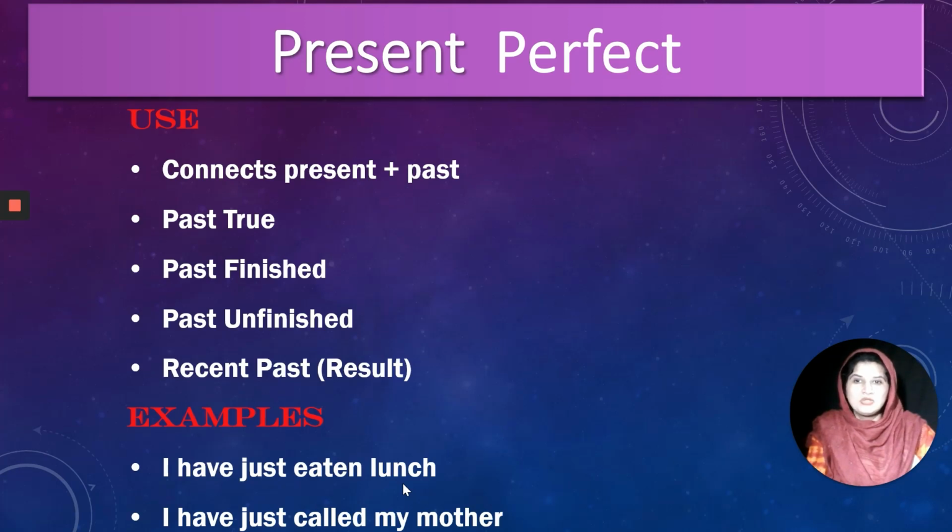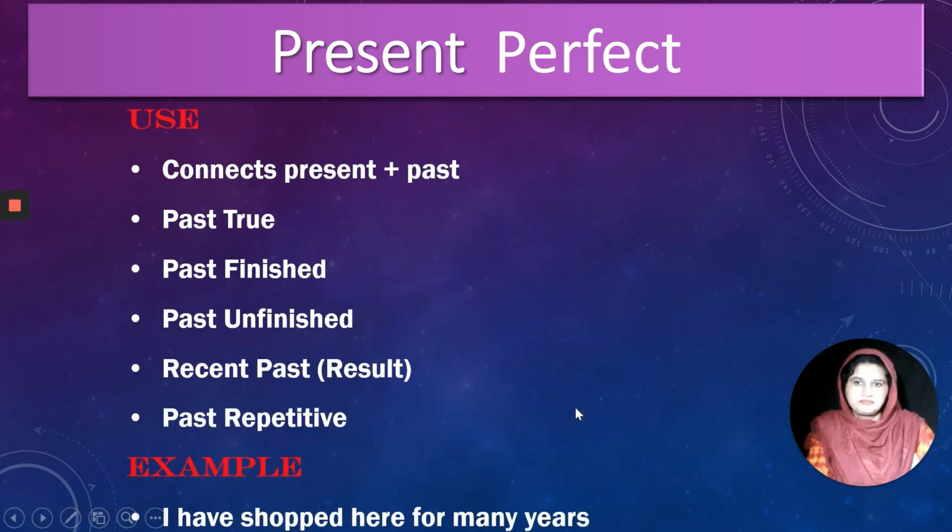Or anyone asks you, would you join me in lunch? And you say, oh, I have just eaten lunch. I have just finished my lunch. So just the recent activity. So next example, where you say, I have just called my mother. For example, someone asks you to call your mother and talk to her, and you say, oh, I have just called my mother, right? So this is how we use present perfect for recent past.